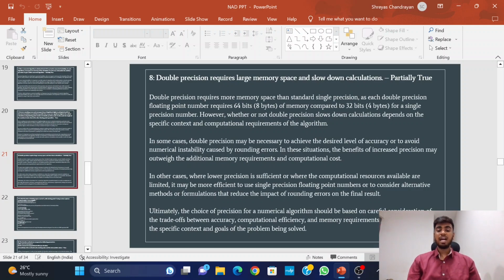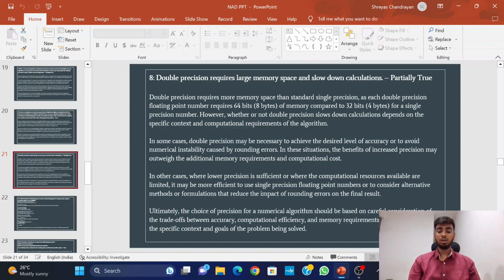Double precision requires large memory and slows down calculation. This is true as double precision requires more memory space than standard single precision, as each double precision floating point number requires 64 bits of memory compared to 32 bits for a single precision number.